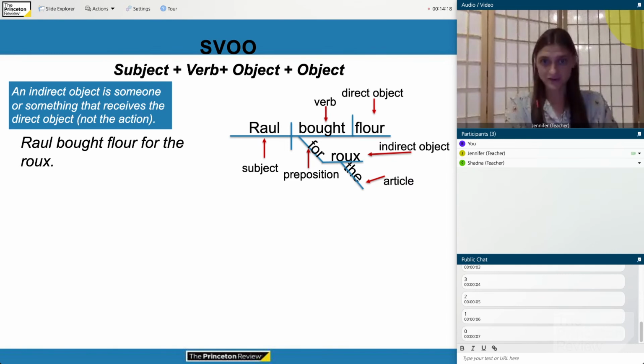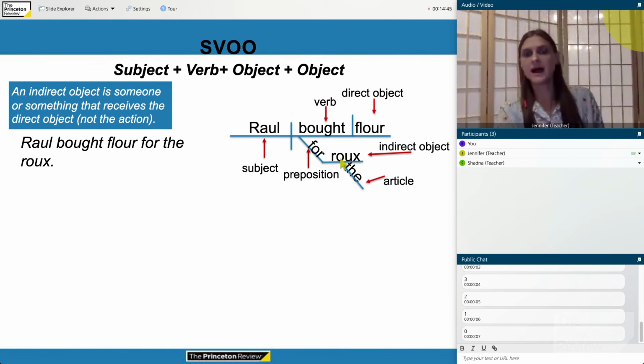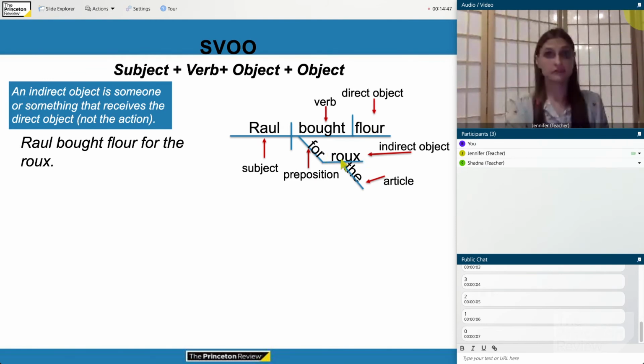There's a lot going on here. Let's just take a moment to look at it. You already know the basics. Raoul bought flour, and then this little diagonal line with a horizontal line, and then another diagonal line underneath of it. Okay, so the indirect object, we have a note here just in case anyone needs to review. It's the thing or the person or someone or something who or which is receiving the direct object. So the roux, the flour is for the roux. The roux is getting the flour.